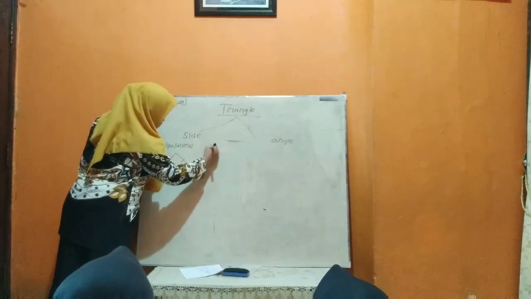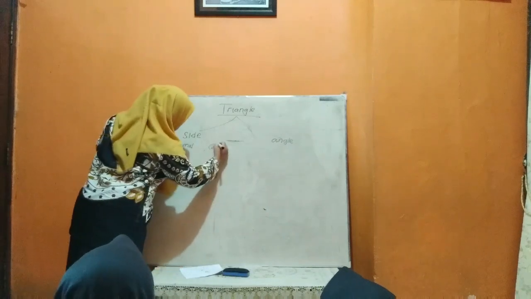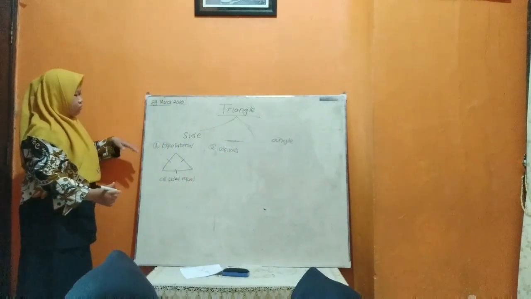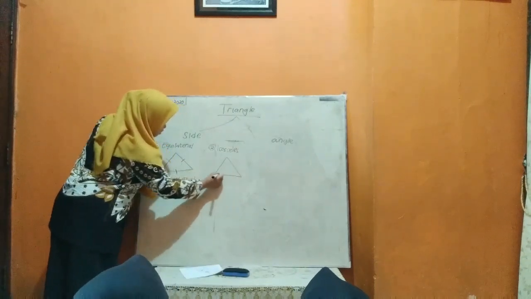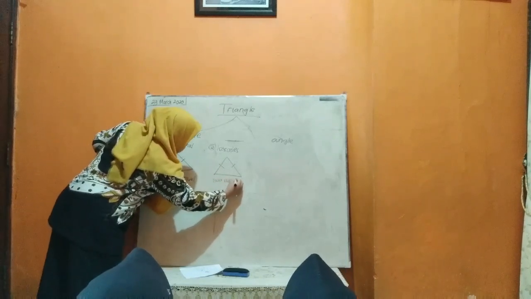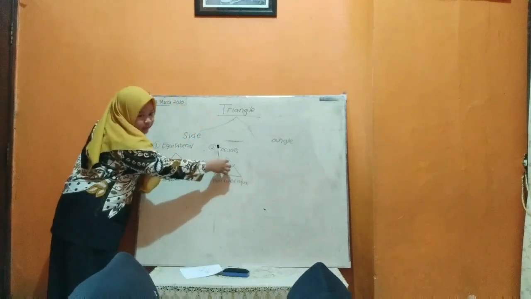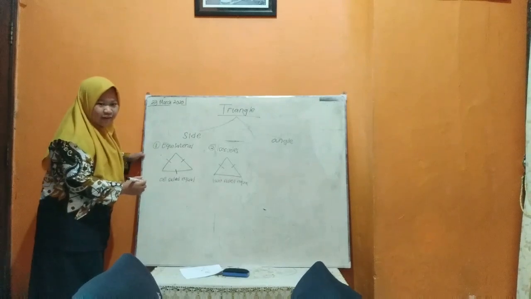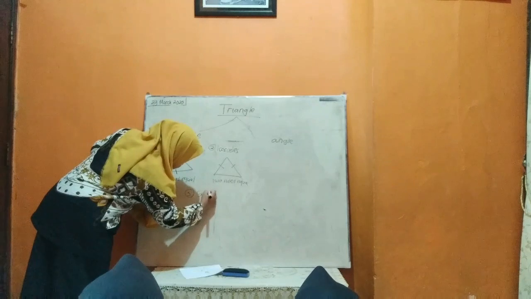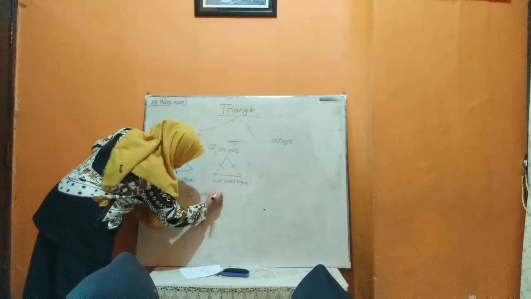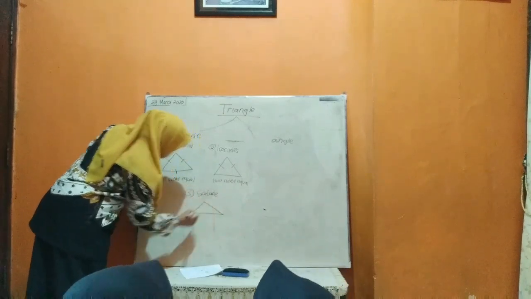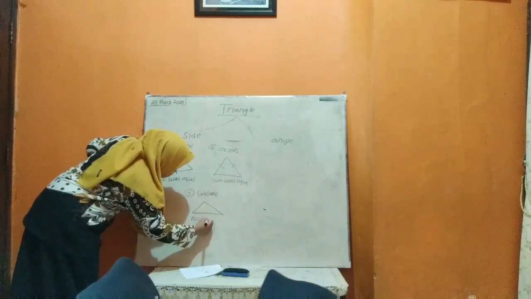And the second is isosceles triangle. Isosceles, the picture is like this. Two sides equal. This side and this side. Do you understand? Yes. That's good. The third is scalene triangle. Like this, the picture. Yes, like this. No side is equal.